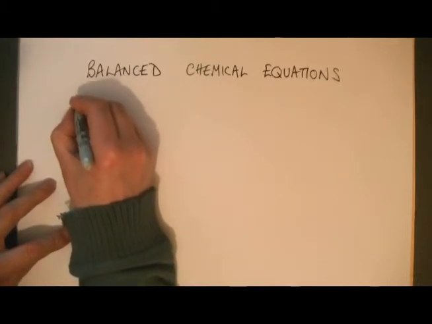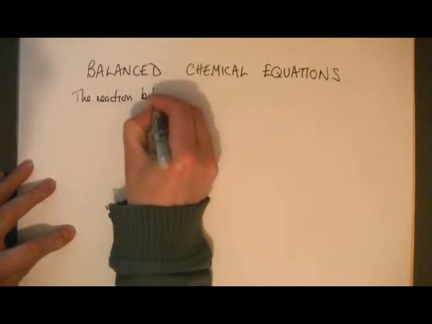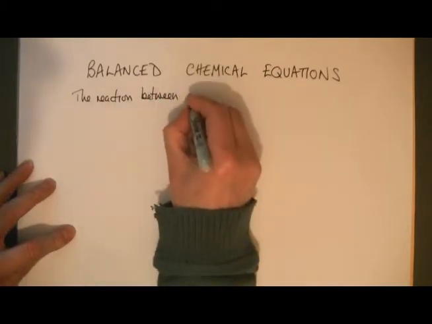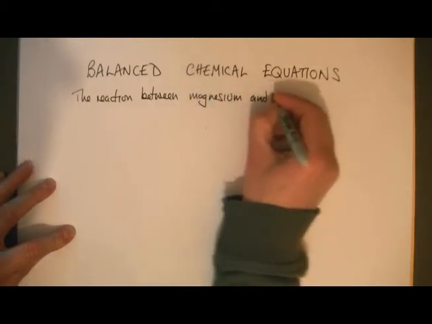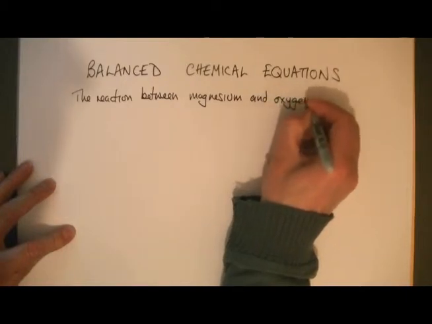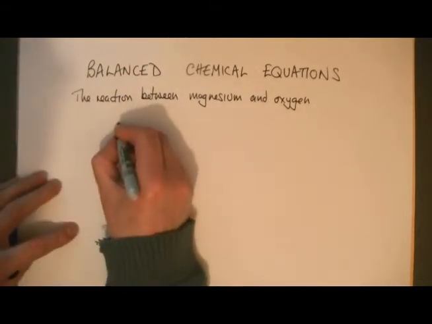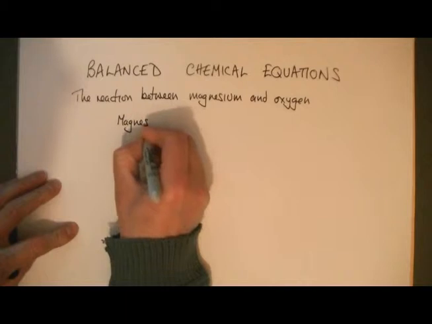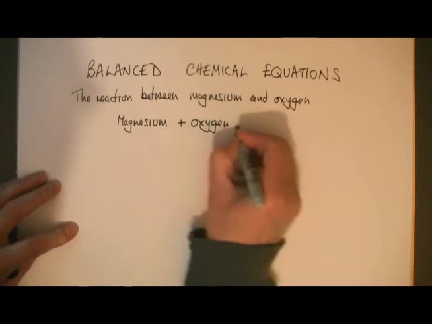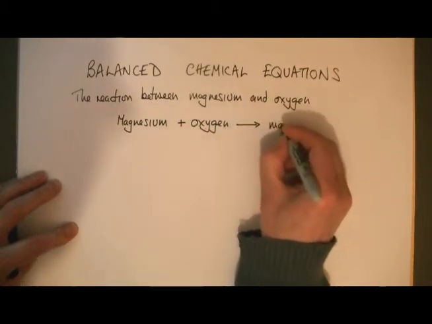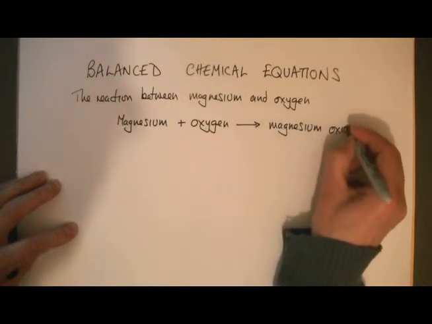So the reaction between magnesium and oxygen. So I'm going to start by writing down my word equation. So magnesium plus oxygen turns into magnesium oxide.